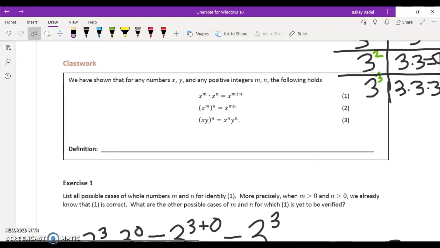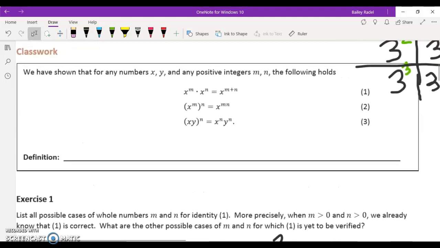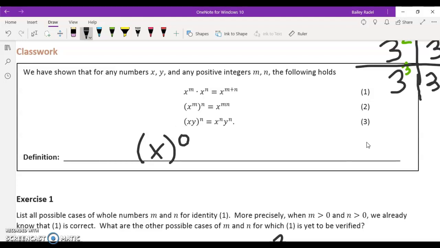So let's fill in our definition here. We know that with a base of x, which could be any number, or x, if we're going to raise it to the 0 power, it has to be equal to 1, or the other rules that we've learned won't be useful anymore.